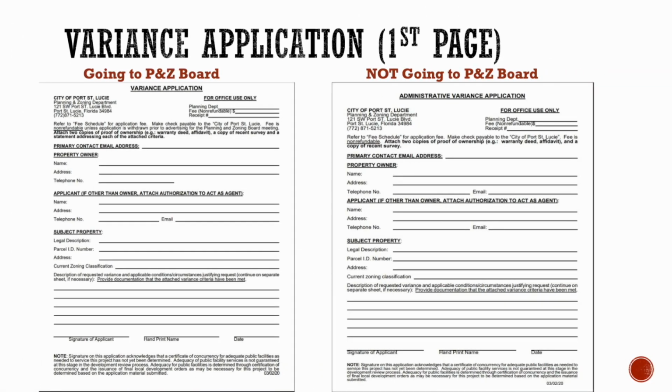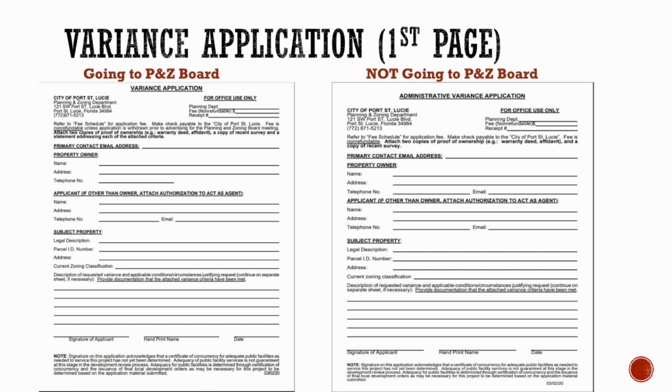These are the differences between the applications in terms of the one that's going to the P&Z board and the one that's not going to the P&Z board. If you know ahead of time which one you fall into, which you should know if you've done your homework and you've reached out to the Planning and Zoning Department, you've talked to the planner of the day, and you know what kind of variance you're requesting, then you will know which application you'll need to fill out and attach to the application that you will submit online.